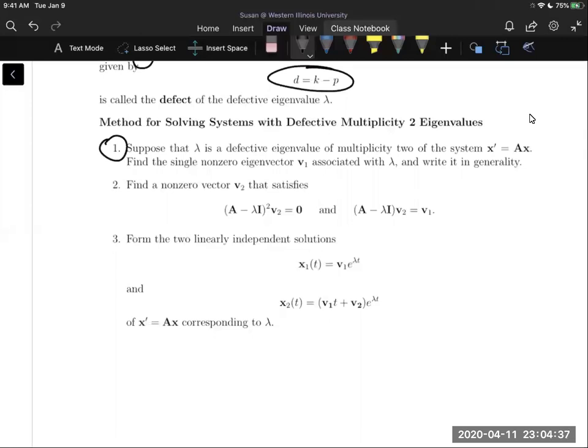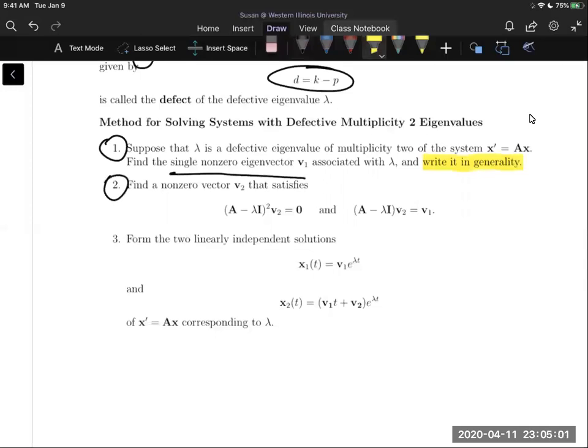So we want to go ahead and find that non-zero eigenvector v1. The important thing here is that you want to write it in generality. So you don't want to make a choice for any of your A, B, or C values. You just want to leave it in generality. This next step is going to force your values for v1. And so we have a system of 2 equations.